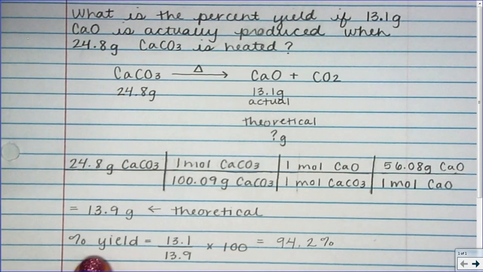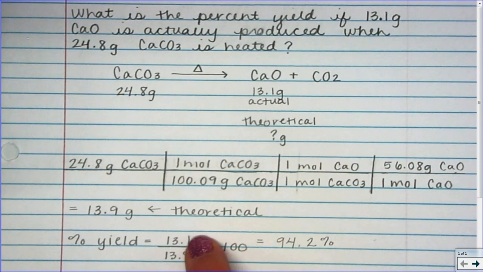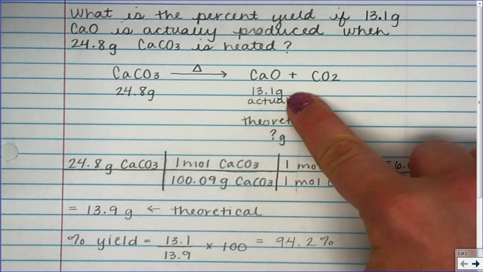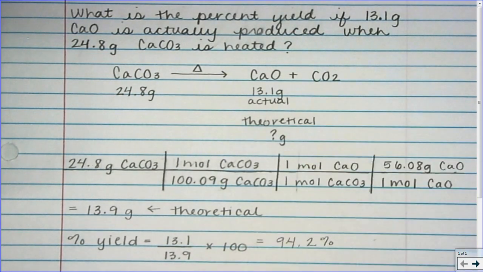When we calculate percent yield, as you can see at the bottom of your screen, you want to use your actual number, which is 13.1, as we've written up here and talked about. Our theoretical number is going to go underneath this, and we want to multiply that by 100 so we get a percentage, not a decimal. Keeping with 3 sig figs, since we had 3 sig figs from the get-go, we have a 94.2% yield for this reaction.